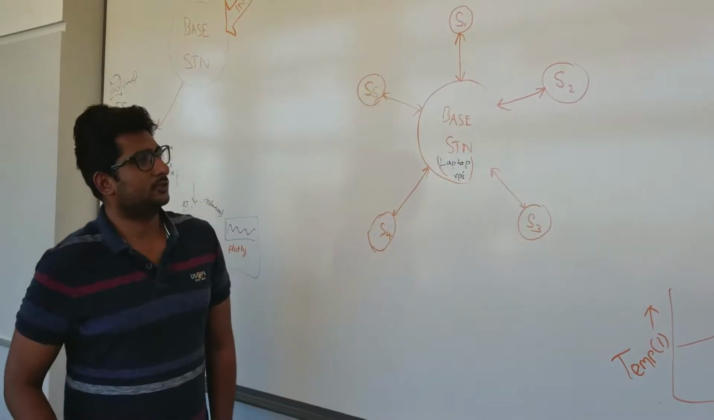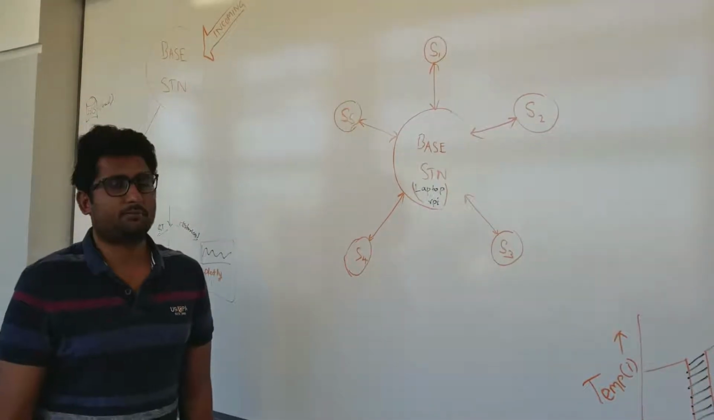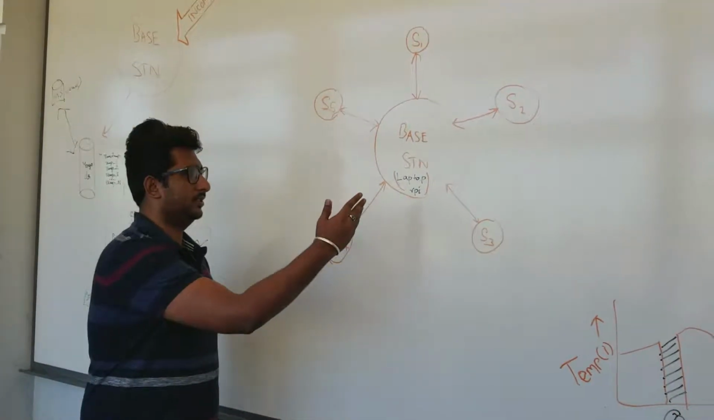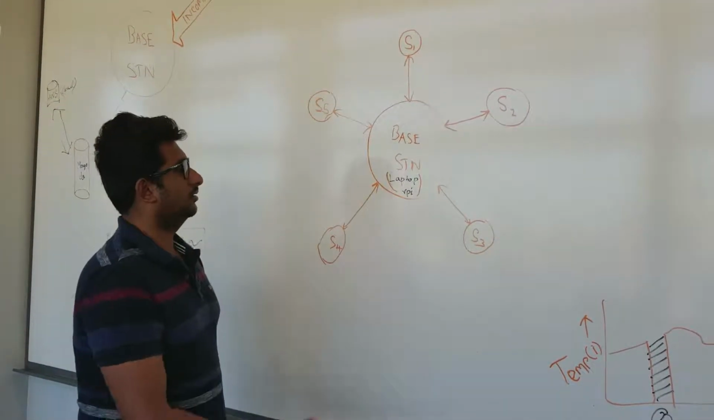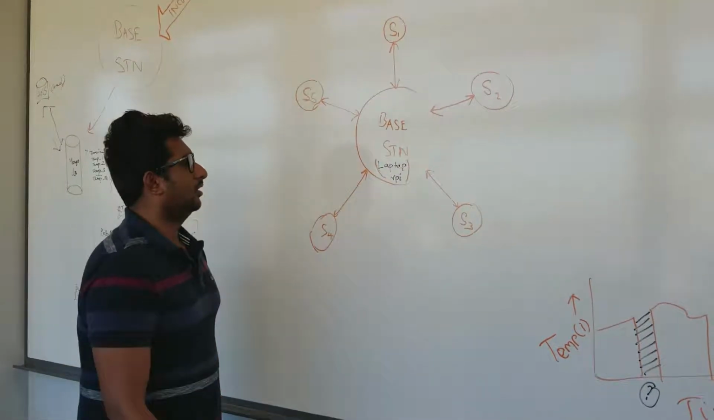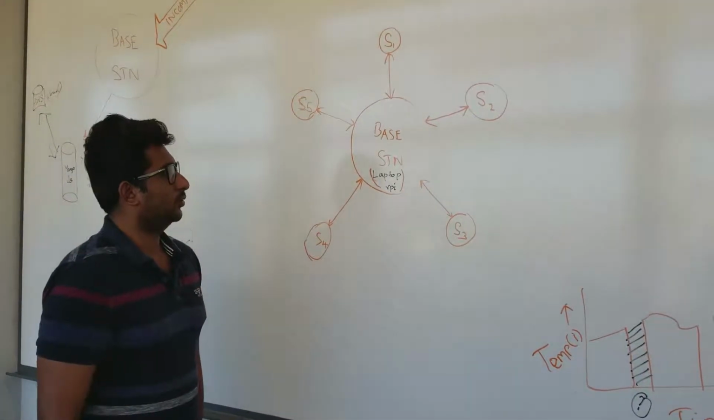In short, we have just drawn a block diagram of the parts that we are currently using in our setup. We are using a base station. The base station is where the coordinator sits. There are 5 sensors that are connected to it.